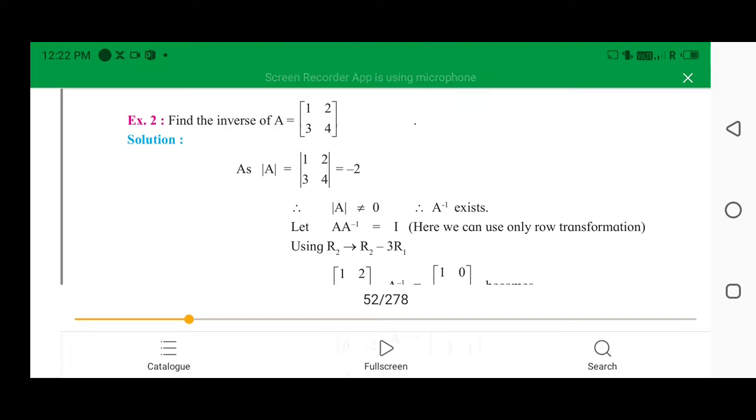have to identify. So the determinant of A is equal to 1 times 4 first multiplied, then 2 and 3 will multiply, you will get minus 2. So the determinant of A is not equal to 0, so A inverse exists. So we can write A into A inverse is equal to I. Here we can use only the row transformation.